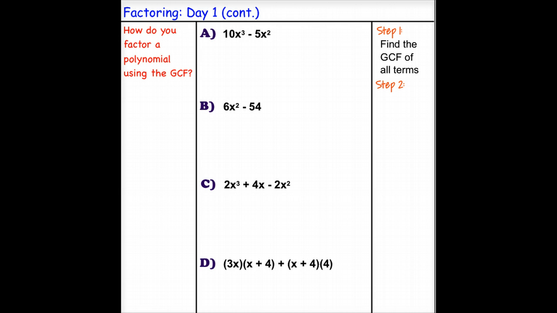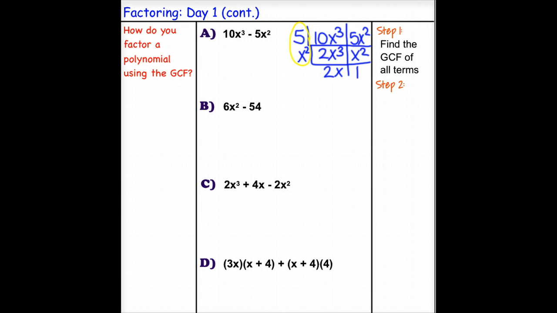And when I look here, the way I teach my Algebra 1 students is we write it down, 10x cubed and 5x squared. We say, well, what can we take out of both of them? Well, we can divide out a 5. That leaves me with 2x cubed and x squared. And then I can divide out an x squared, leaving me with 2x and 1. The nice part is I just did my factoring.